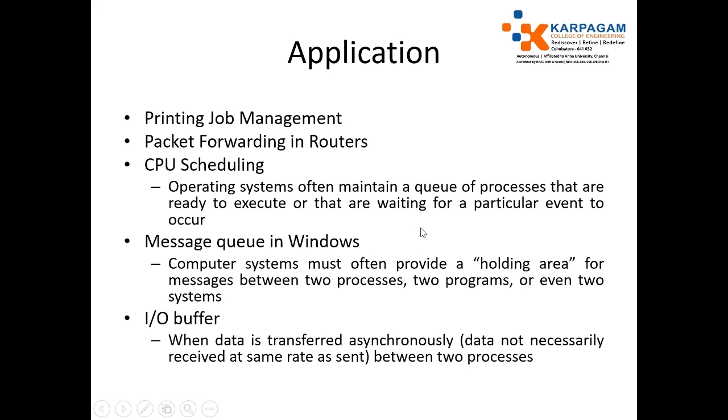A computer system must often provide a holding area for messages between two processes, two programs, or even two systems. So the communication between two programs, two processes, and even two systems happens based on the queue. For example, opening Windows applications, minimizing, maximizing, and closing the applications, that is based on queue only.